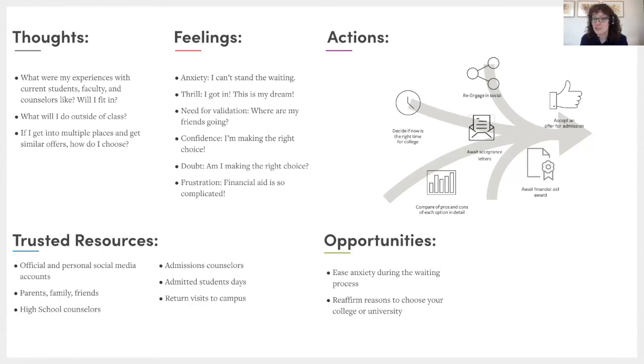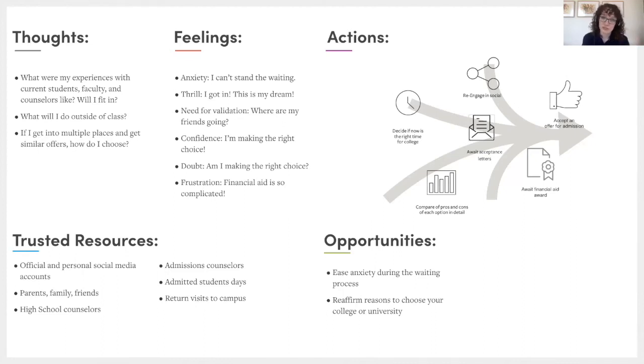So the actions I mentioned: waiting to hear about acceptance, waiting for acceptance letters, waiting for financial aid awards. We see students re-engaging in social in this phase, again, for that sense of validation. Am I making the right choice here? For community college students, a lot of times we see this is where they start to ask themselves, is this really the right time to go back to school? Is this really what I want to do right now? And we also see, again, comparing the pros and cons of maybe you got into multiple institutions, comparing those a little bit more closely and directly, ultimately to accepting an offer for admission.